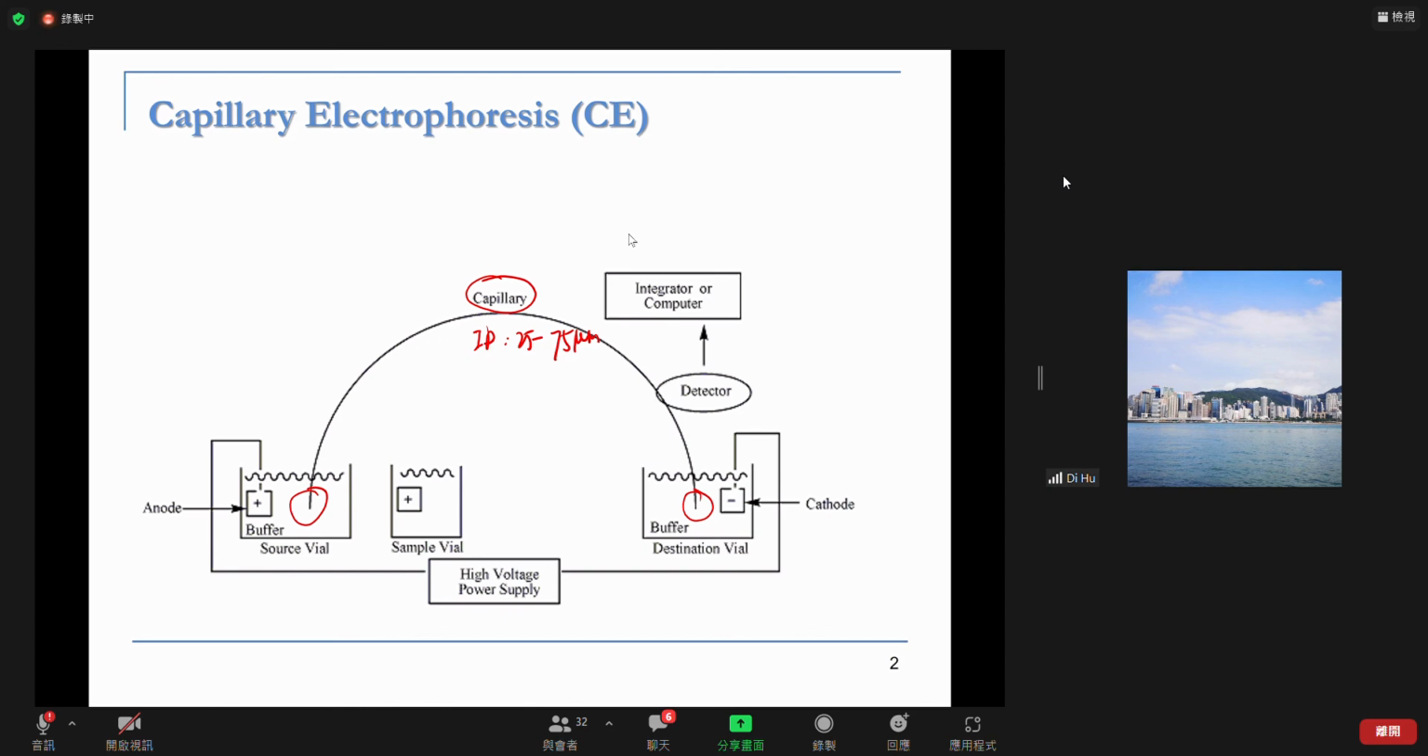So where does this electricity come from? It's the electrical field applied. That provides the driving force for the ions to go through, because you can see the high voltage is applied on both electrodes located in the source vial and destination vial. This electrical field is applied by a high voltage power supply. So the high voltage power supply in CE is like the pump in LC chromatography.